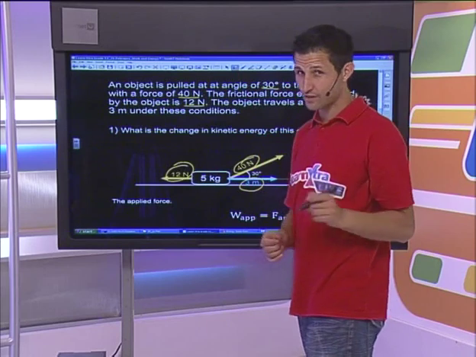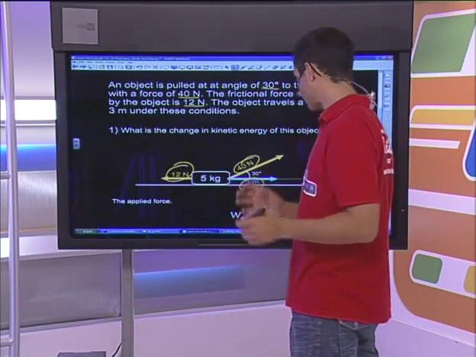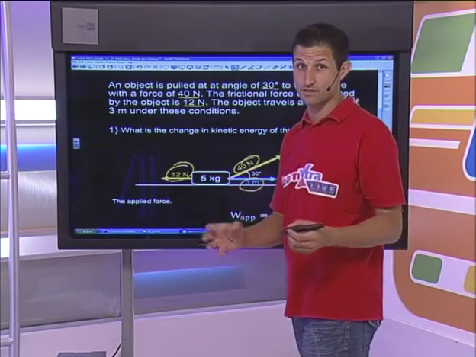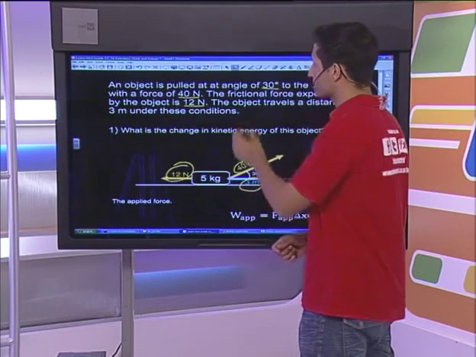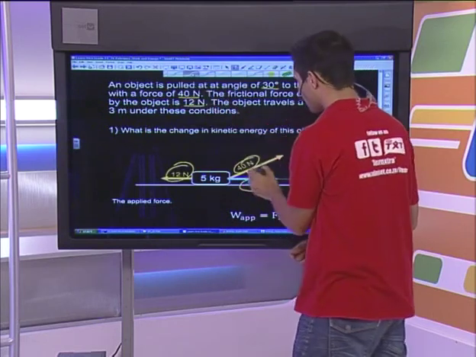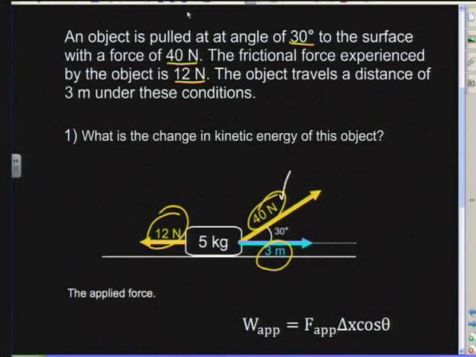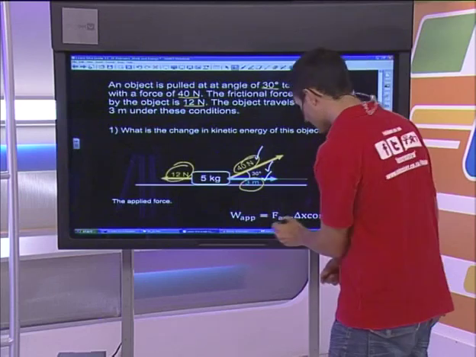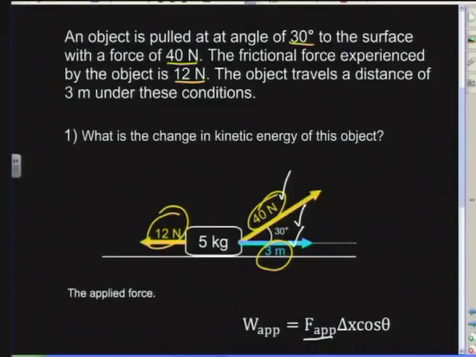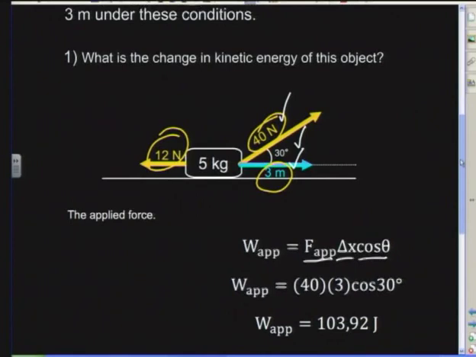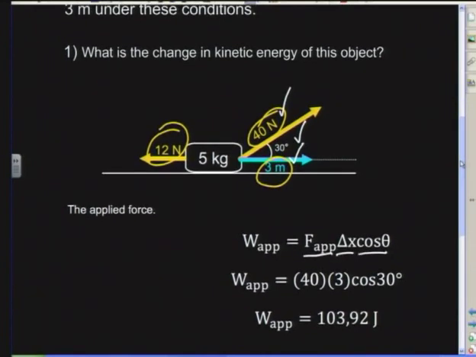Okay, so let's figure out what's going on here. Let's first deal with the applied force. Let's figure out how much work was done by that applied force. Okay, so here are my examples. I've got a force, I've got a displacement, I've got an angle between them. That's everything that I need. So there we go. I've got force applied, my displacement, and cos of the angle between them. So let's plug that into the calculator, and what I find is that there is work done by the applied force equaling 103.92 joules.